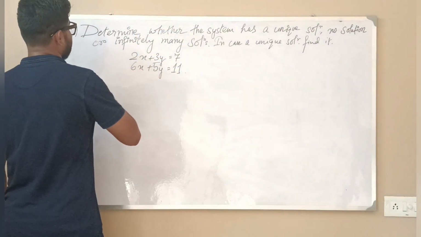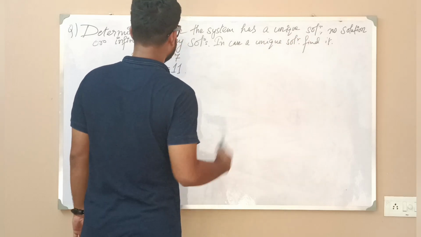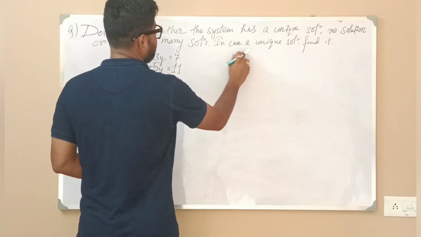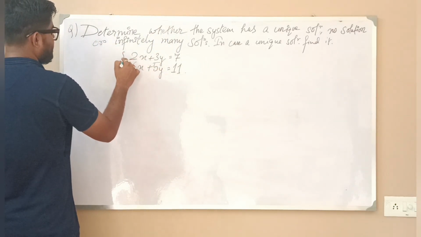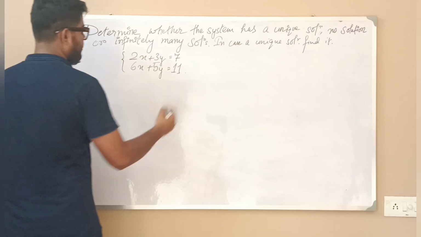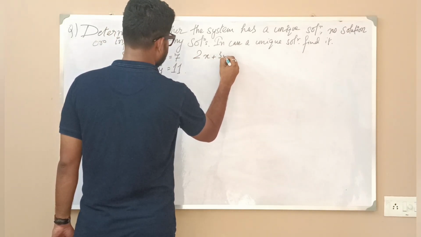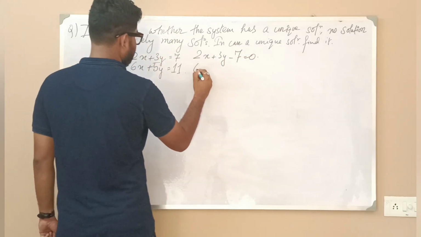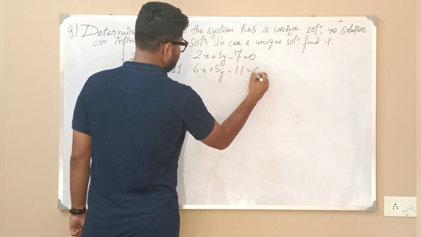A sum is given to you. Determine whether the system has a unique solution, no solution, or infinitely many solutions. In case a unique solution is there, you have to find it. So these are the two equations given to you now. You'll transform the equation like 2x plus 3y minus 7 equals to 0, and again 6x plus 5y minus 11 equals to 0.